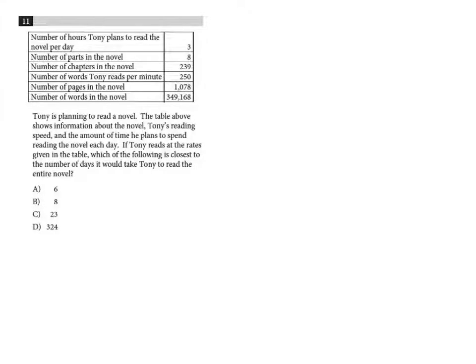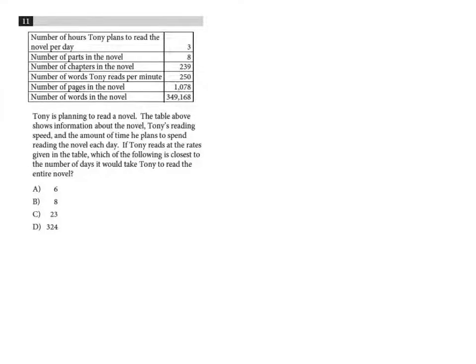We've got a table here showing the number of hours Tony plans to read the novel, number of parts in the novel, chapters, words, and pages. All right, so let's do this. Tony is planning to read a novel. The table above shows information about the novel, Tony's reading speed, and the amount of time he plans to spend reading the novel each day. If Tony reads at the rate given in the table, which of the following is closest to the number of days it would take Tony to read the entire novel?